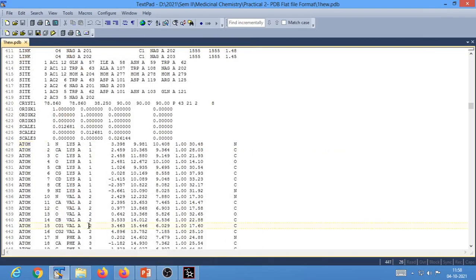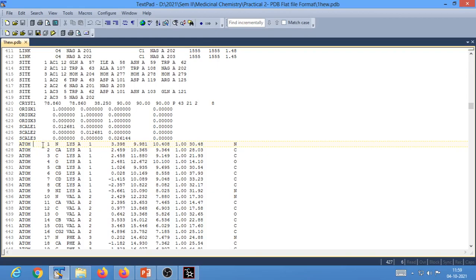As you can see over here, the coordinate information always begins with the line that starts with the keyword ATOM. This line has how many columns? 1, 2, 3, 4, 5, 6, 7, 8, 9, 10, and 11. It has 11 columns, and structural information is usually provided in these 11 columns.